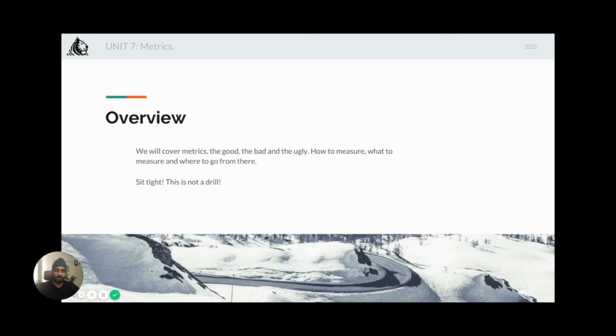So we'll be covering metrics, the good, the bad, and the ugly, how to measure them, what to measure them, and where to go from there.